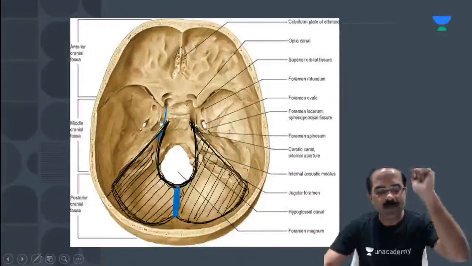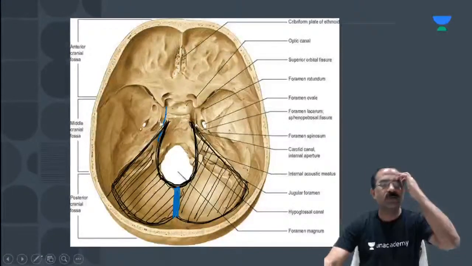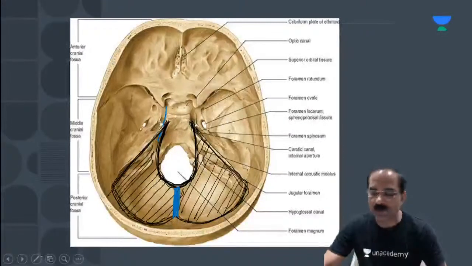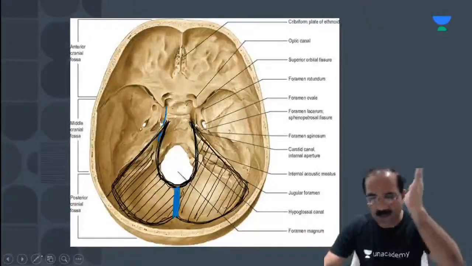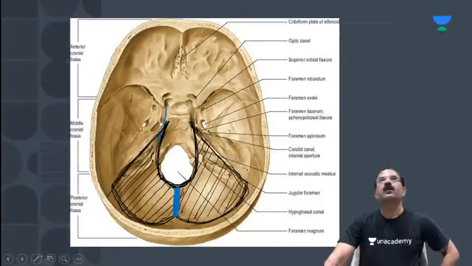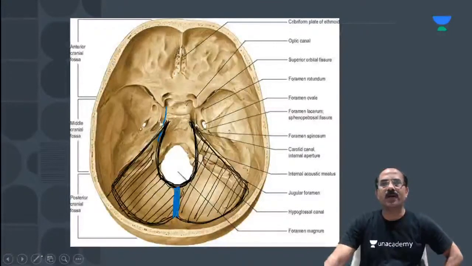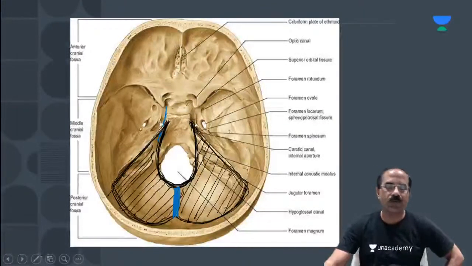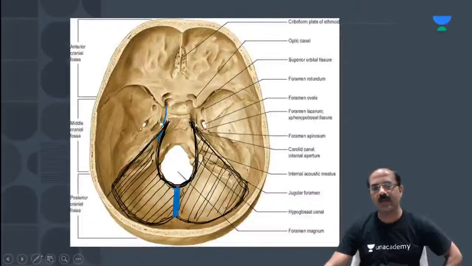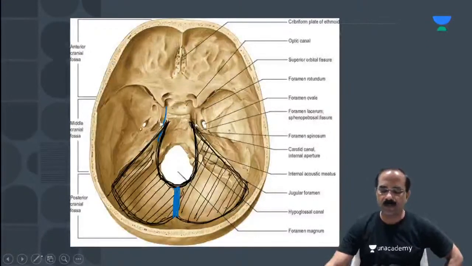Just write this MCQ. Write this down, so let this be there in your notebook. Nerve present at the junction of the free and attached margins of tentorium cerebelli is the trochlear nerve.